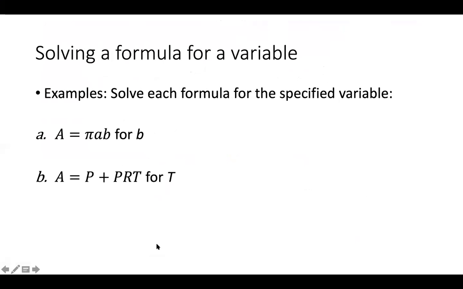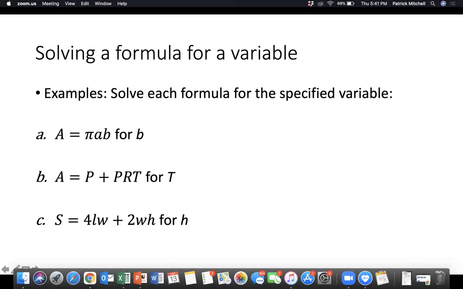All right, so now we get into examples of solving a formula for a variable. Solving a formula for a variable means two things. Take letter A, for example. It says to solve that formula for B. So let me actually switch over to the tablet, and I'm going to talk to you for just a minute about exactly what that means. I'll switch over to the tablet so I can write it down.